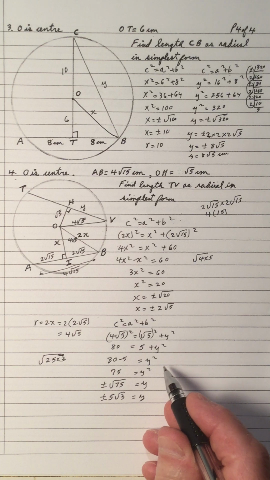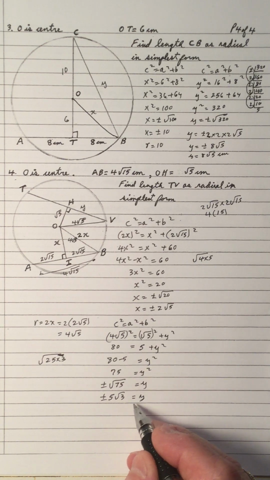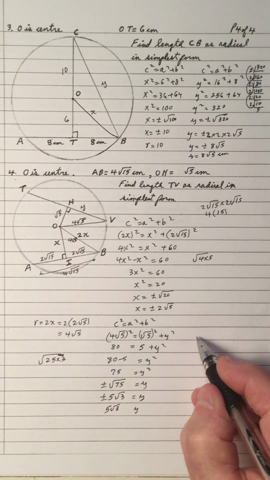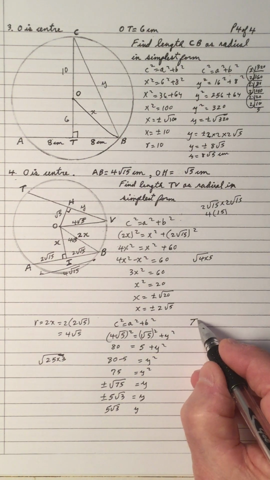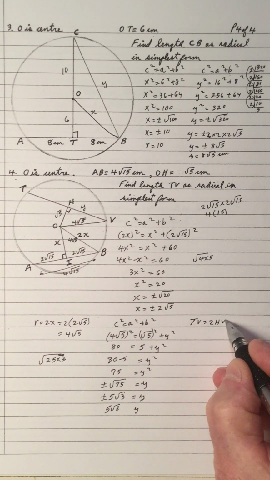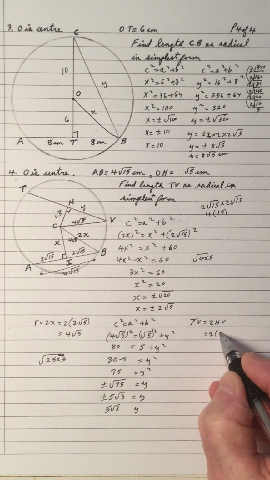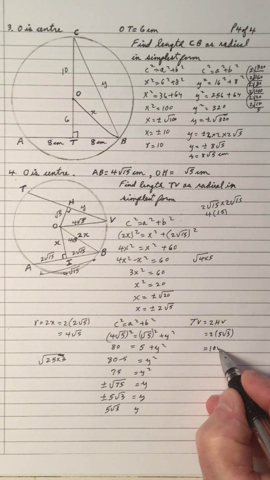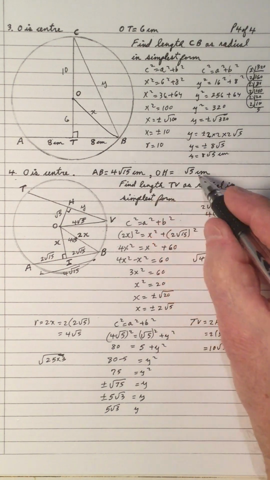So that means that y is positive, so it's just 5 root 3. And again, TV is twice HV, so that's twice 5 root 3. So TV is 10 root 3, and it is in centimeters.